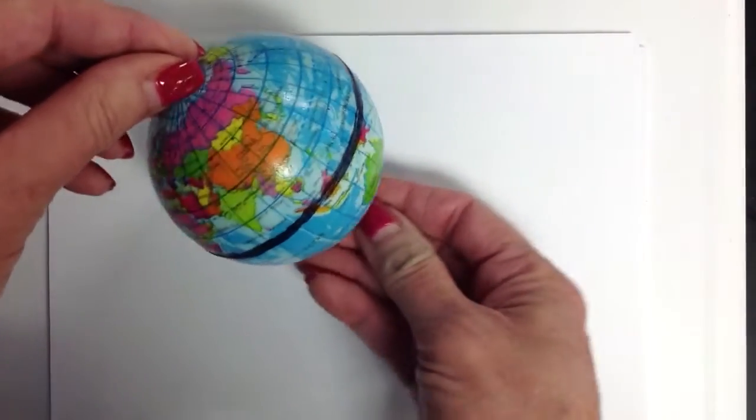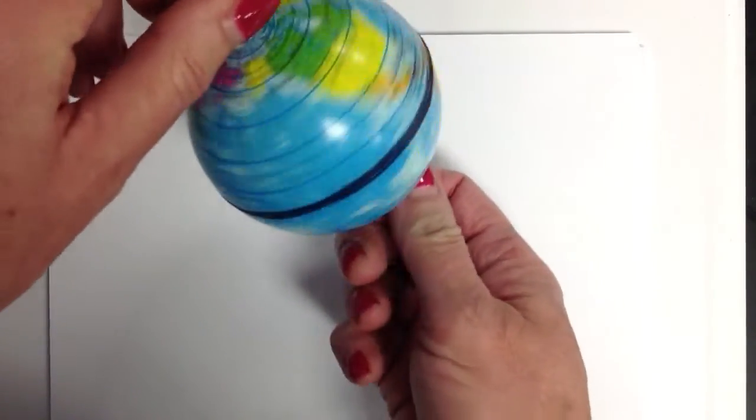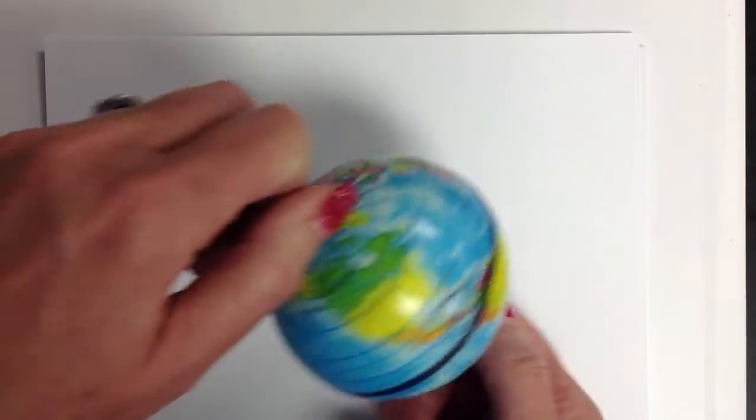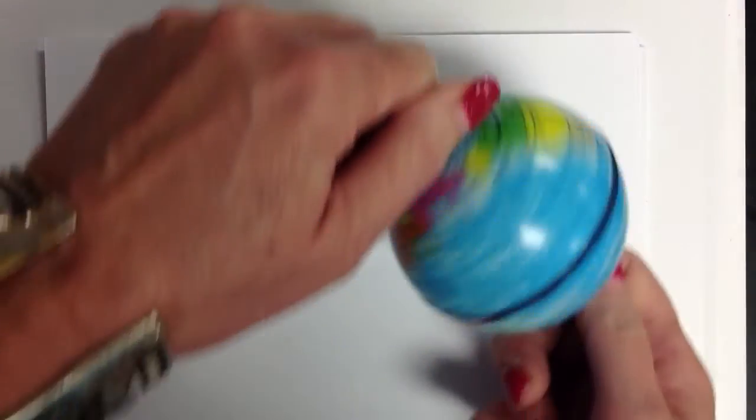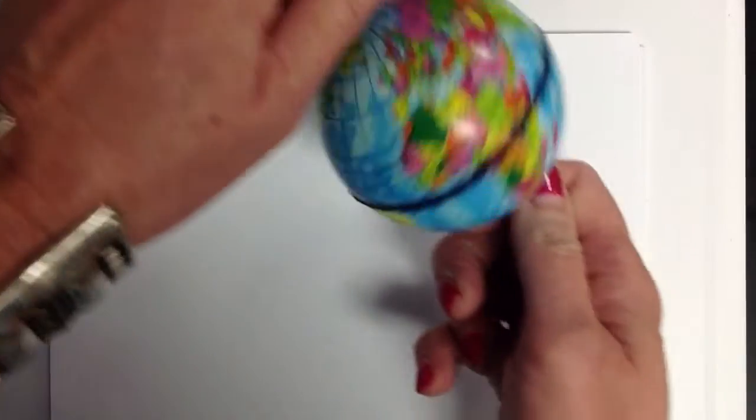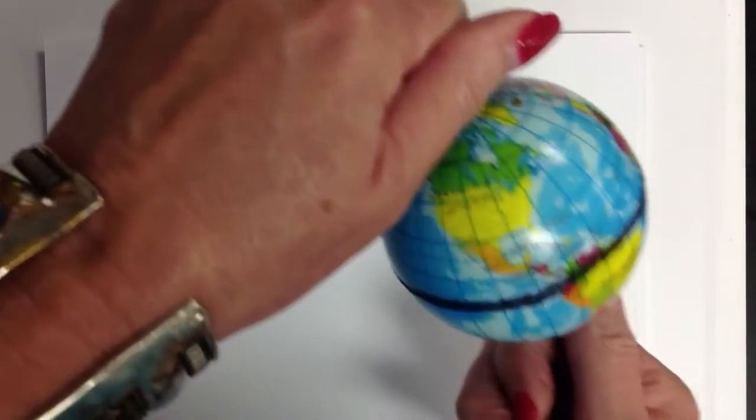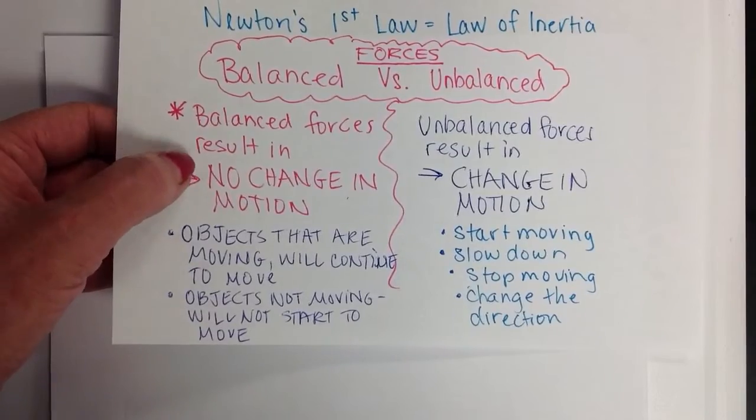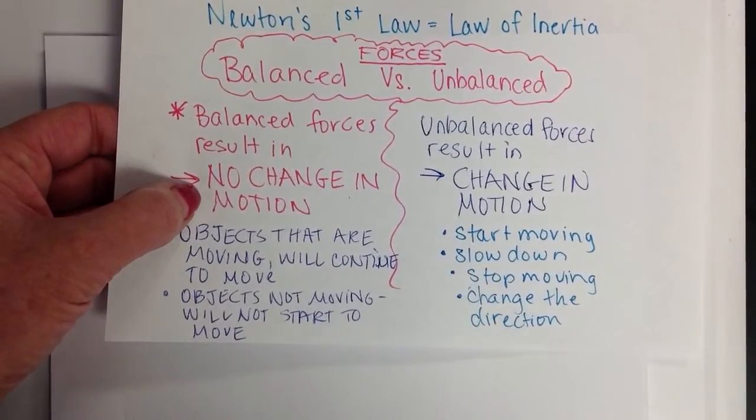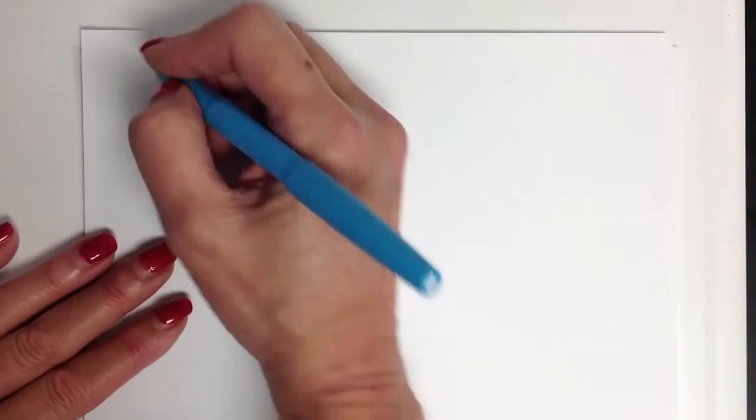All right, let's take, for example, the Earth. So the Earth is, as we know, constantly rotating on an axis and constantly revolving around the sun. So this motion is constant. It is not changing. So the forces acting on our Earth as it continues its journey around the sun as well as around its own axis is what? Balanced or unbalanced? Well, if we go back to our examples, we said that balanced forces result in no change in motion.